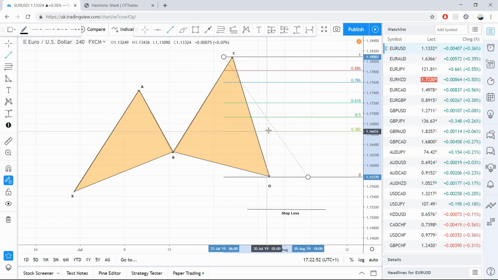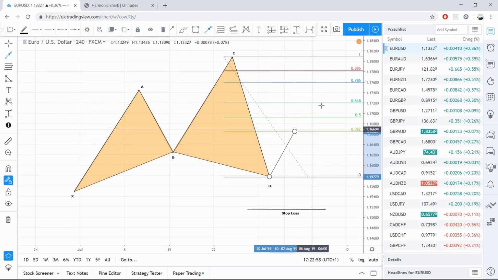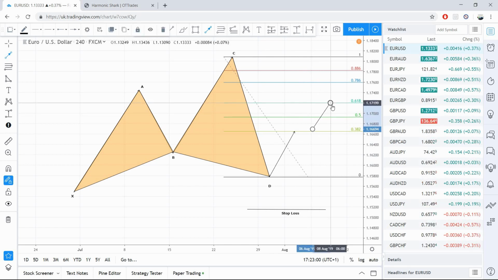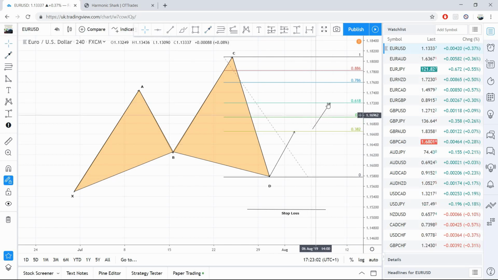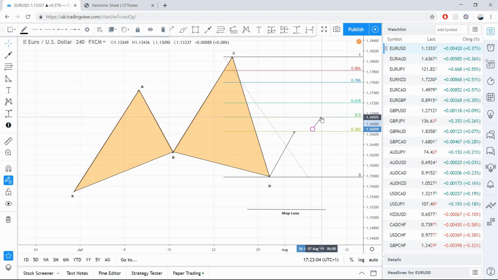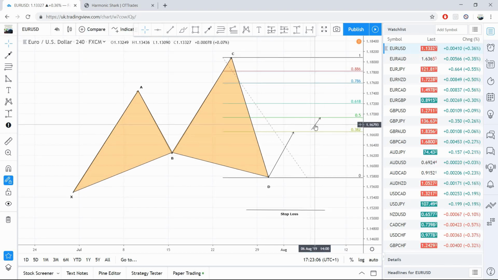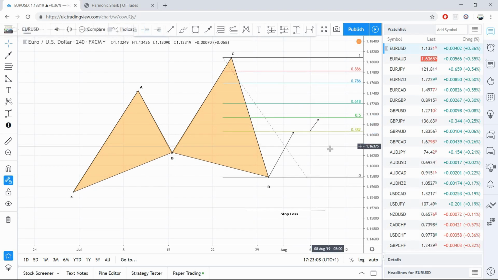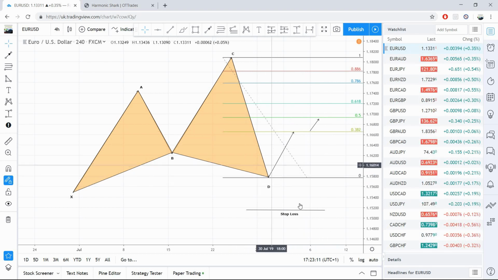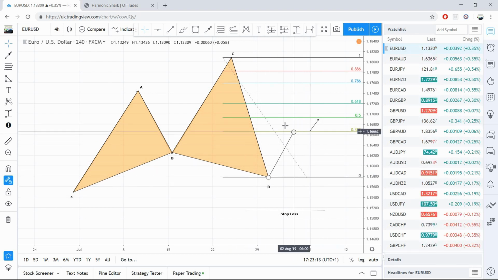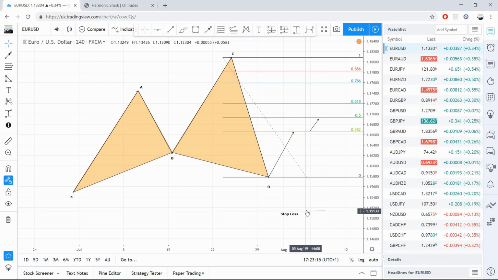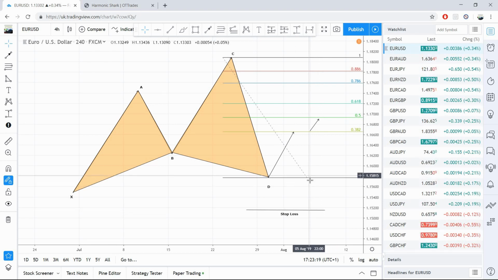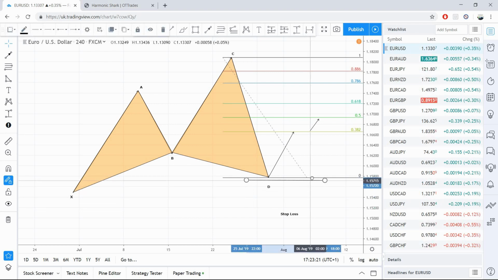So this is going to be our target one here. So we're looking for price to reverse at the D point, target one here, and target two at the 50% level. Similarly to the other patterns that we've gone through on my website, once price hits our first target, 382, we're going to move our stop loss up to break even.